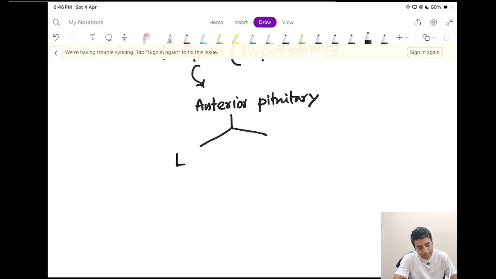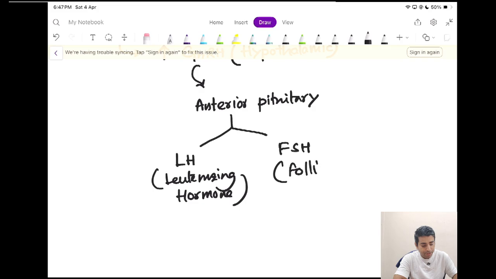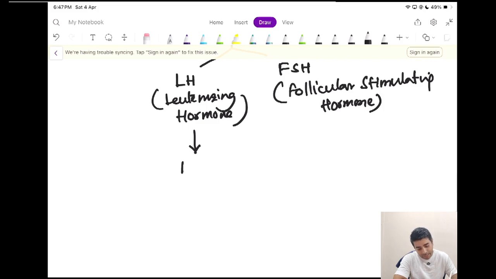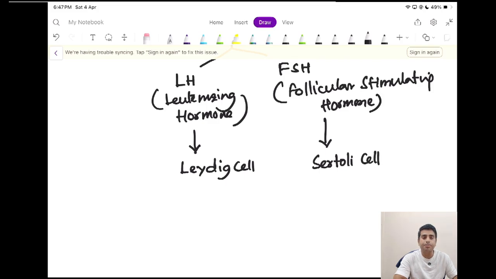One is LH, that is luteinizing hormone. And another important one is FSH, that is follicle stimulating hormone. These are very, very important hormones for your spermatogenesis. How? This LH, luteinizing hormone, acts on Leydig cells, and FSH acts on Sertoli cells. And these two cells are very, very important for spermatogenesis.